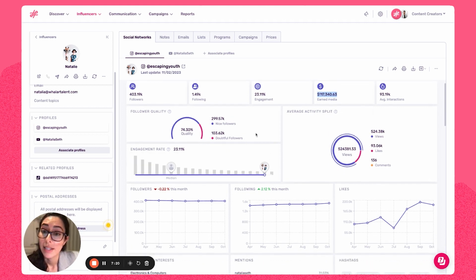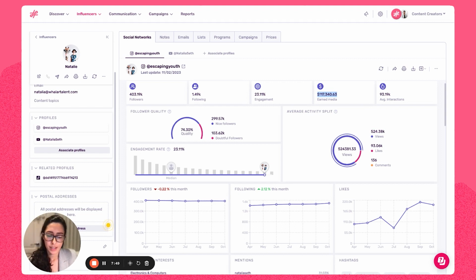Now scrolling down, we have follower quality. This is the percentage of this influencer's followers who are quality, meaning that they're real people who you could possibly convert into customers, and doubtful followers who are either bots or real users who just haven't logged on for a really long time. So we call these inactive users because they're not actually going online to interact with this influencer's content. So she has a 74.3% follower quality, which isn't great, but it's not bad.